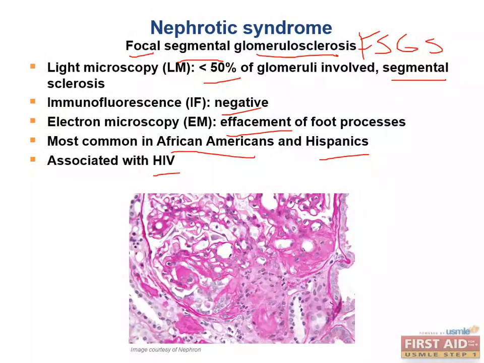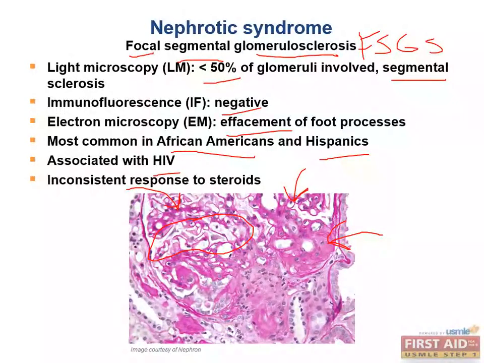And here, when we look at the light microscopy image, this is just one glomerulus, but we see that there is segmental sclerosis. Here is an area of sclerosis, but this area looks pretty normal. And then here's another area of sclerosis as well as here. So we see that it's segmental. And if we were to zoom out and look at all the glomeruli, we would see that less than 50% of the glomeruli would be involved.